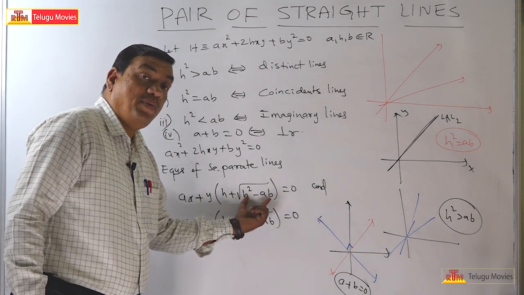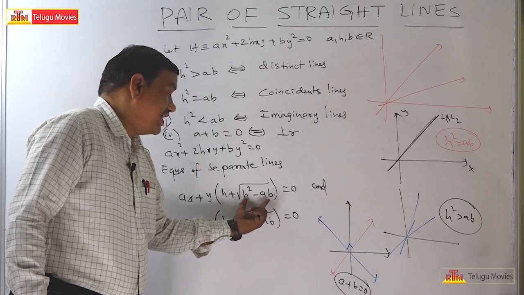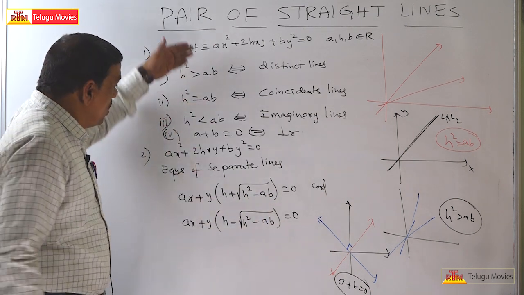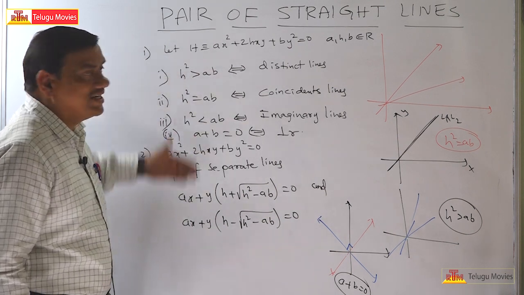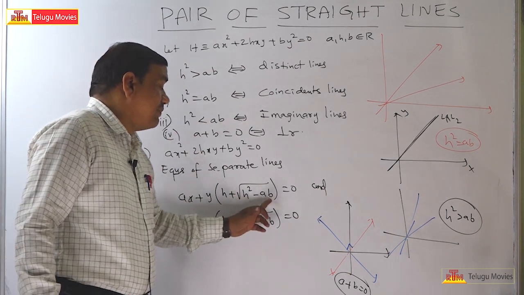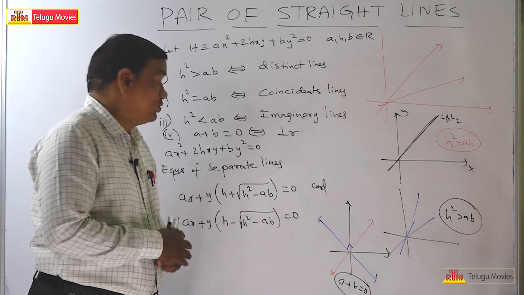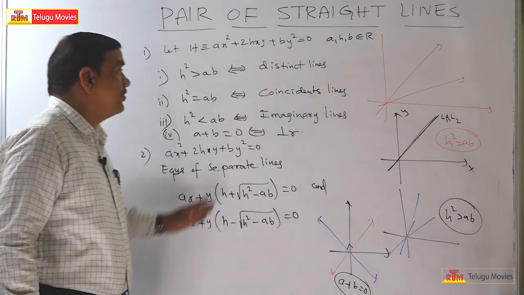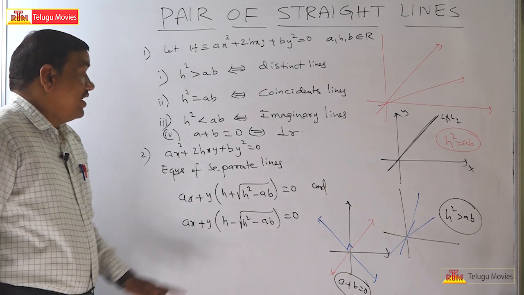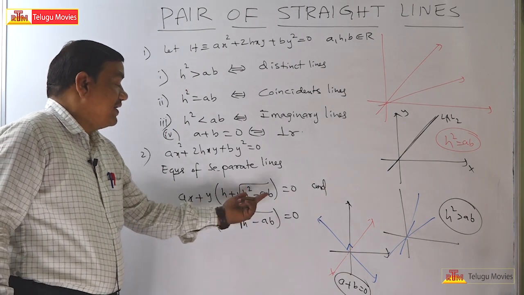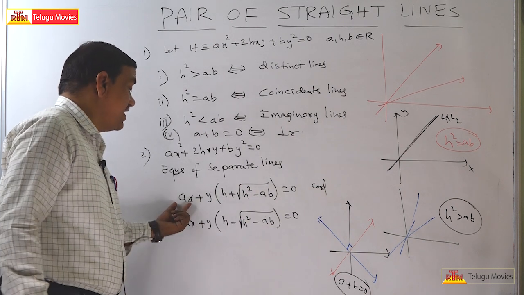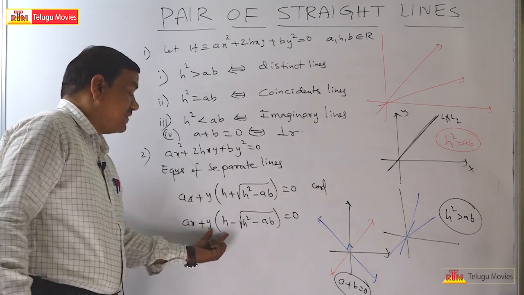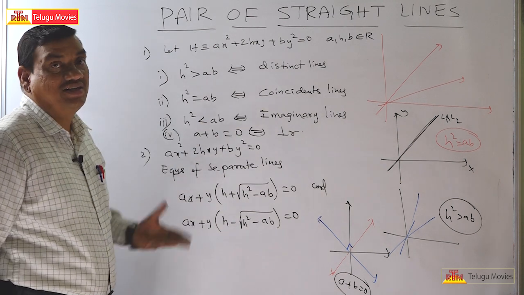So depending upon this quantity, h square minus ab, all these conditions arise. If h square minus ab is greater than 0, you will get two values here, therefore you will get two distinct lines. If h square is equal to ab, that means root of h square minus ab will become 0. So this is ax plus hy, ax plus hy, so you will get coincident lines.